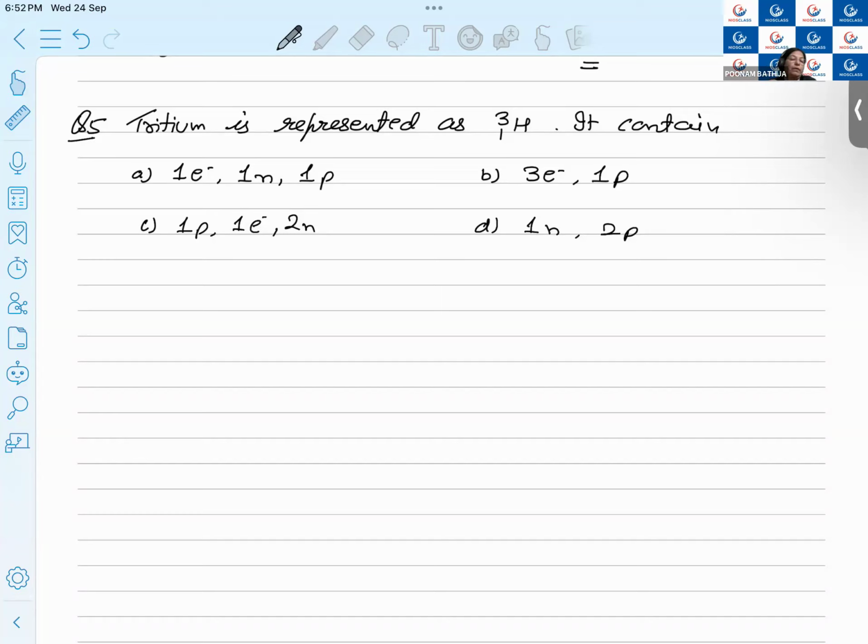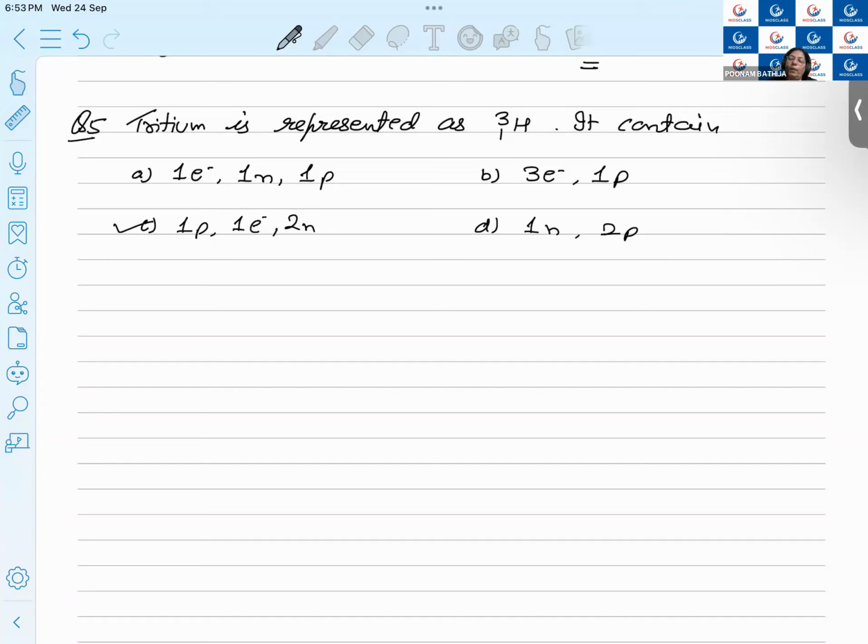Just in the previous question we have done this. I'm waiting, students. I think the answer is C. Yeah, correct. The answer is C.